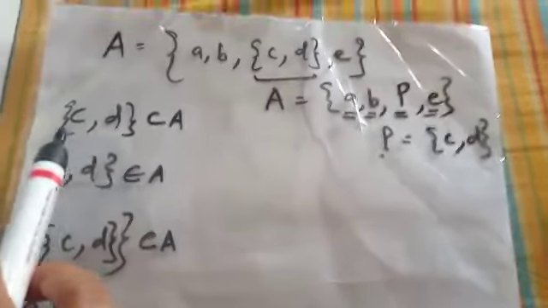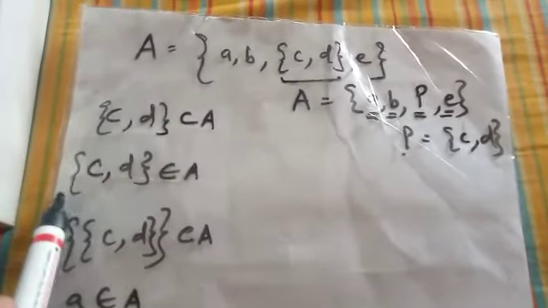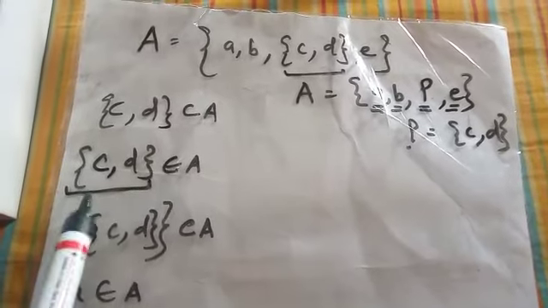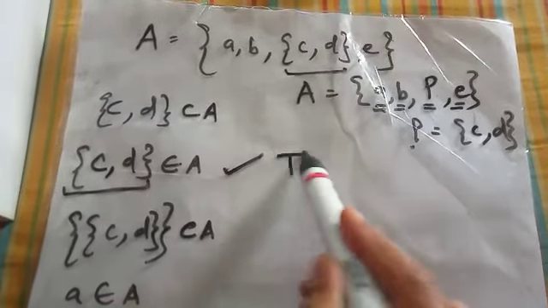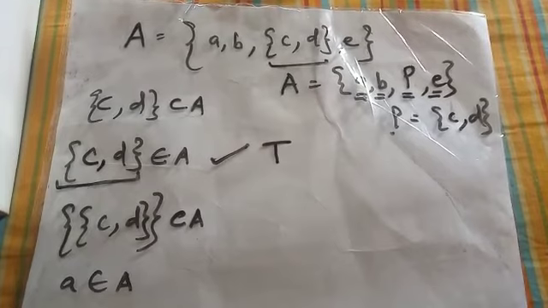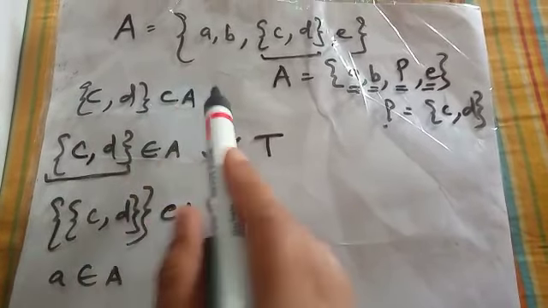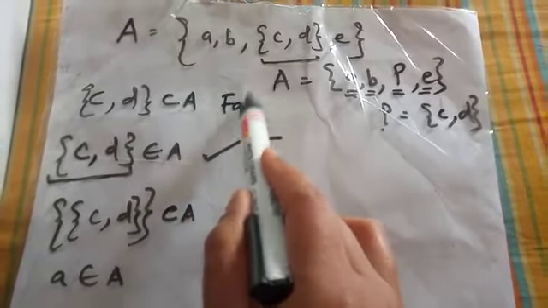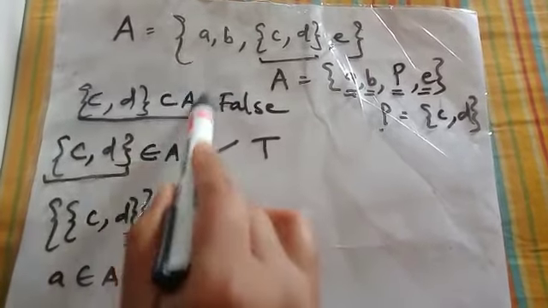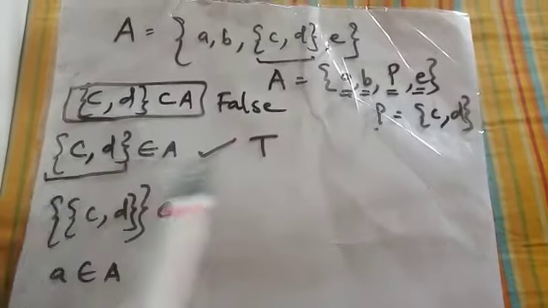So what can we say, that this is element. This means this is P. So P is element of A. This part is true. We have to identify which statement is true and which is false. Now if this is element, this cannot be set. So that means this statement is false, right? This one became false. Now the second one is true.